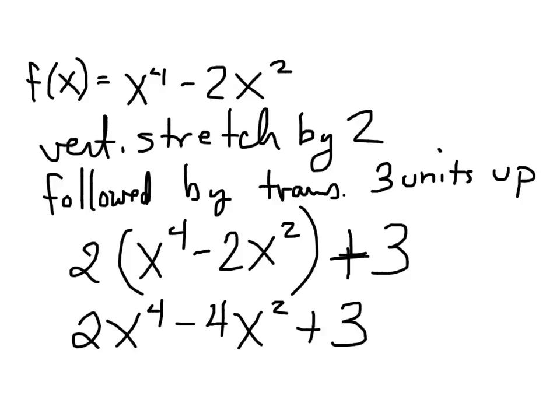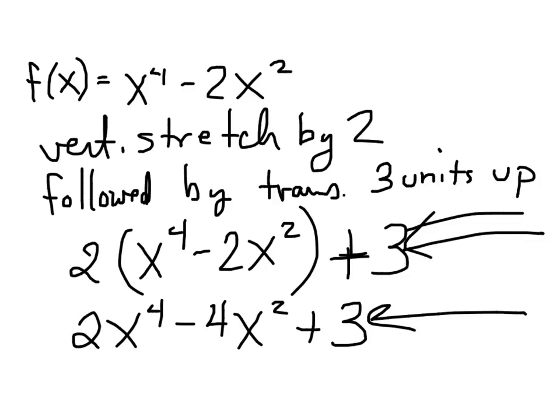Now, in the back of the book, most of the answers will be like this. However, for me, I am perfectly fine with you guys leaving it like that. Why am I fine with you guys leaving it like that? Because it shows you what's going on easier. It shows the vertical stretch. It shows the up 3. It shows it easier than having it in multiplied form. So whichever way you want to leave it, that is your choice. What do you guys think?